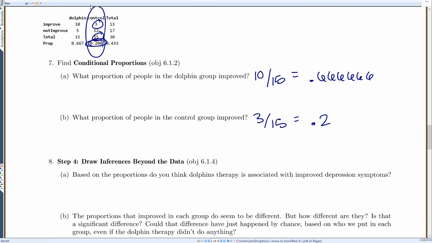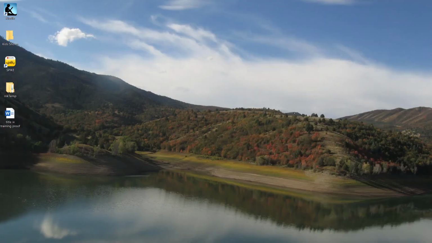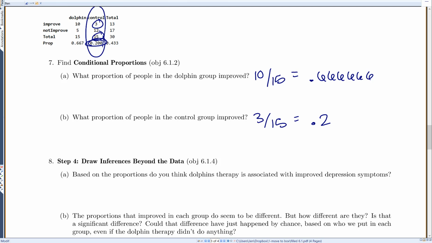Okay. Now, just based on these proportions, do you think that dolphin therapy is associated with improved depression symptoms? I am saying associated right here, because associated just means there's some relationship. I'm not going to try and say cause and effect yet. Maybe we'll talk about that later in the problem. But we want to know, is there at least some kind of relationship?